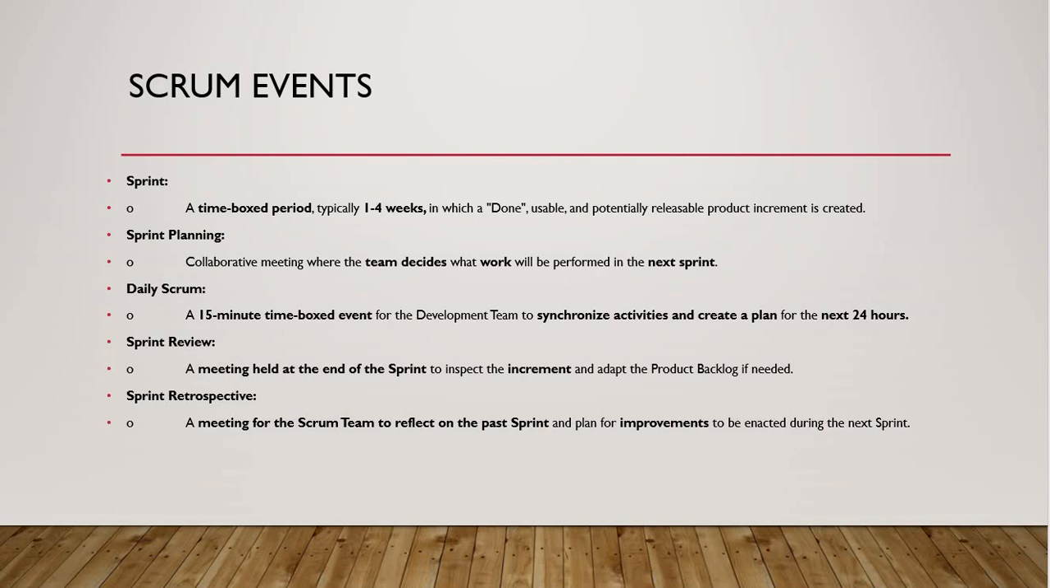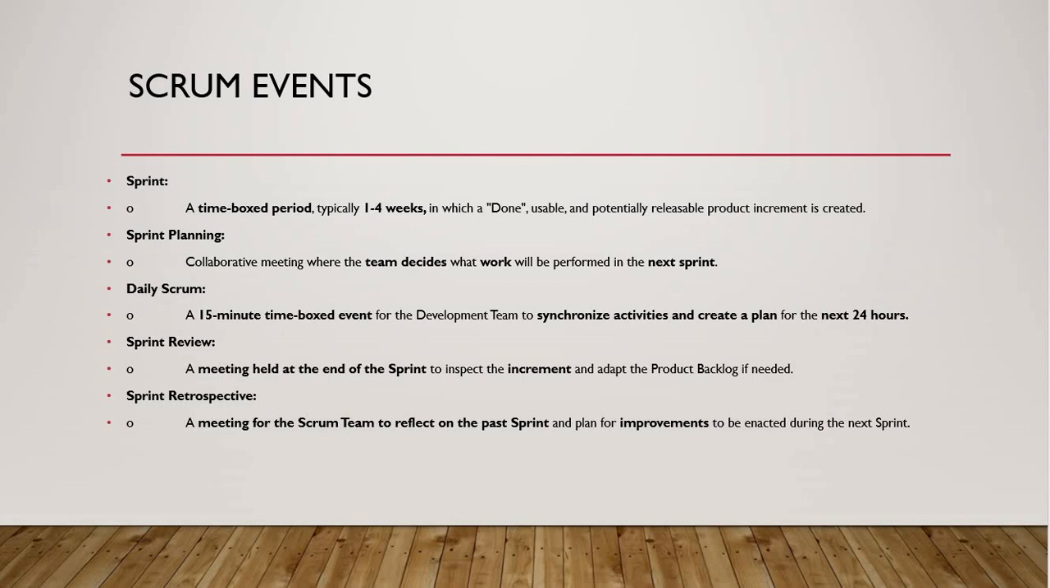Sprint planning: a collaborative meeting where the team decides what work will be performed in the next sprint. So we have sprint planning, which is also under Scrum events. Let's say we have achieved a certain goal in a sprint, and then we are going to have sprint planning, the collaborative meeting, and the team will decide on another work that should be done in the next sprint.